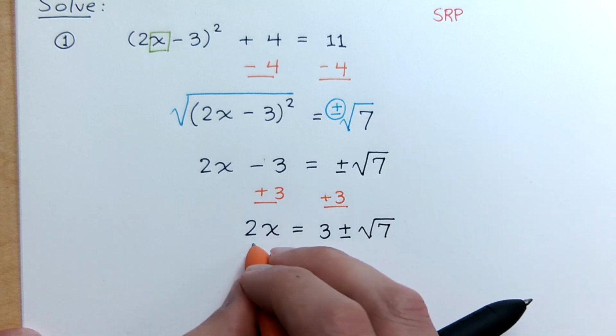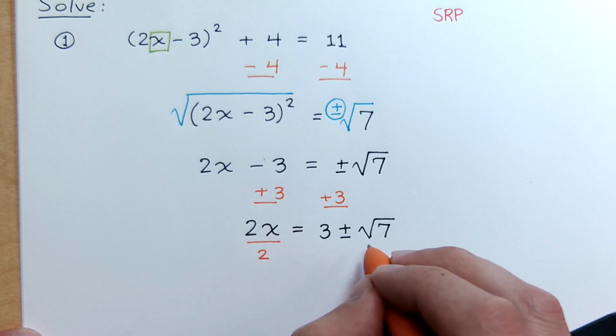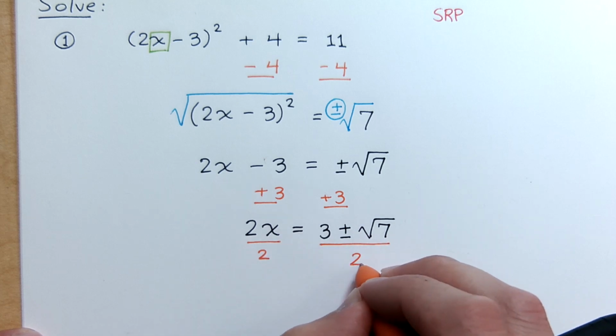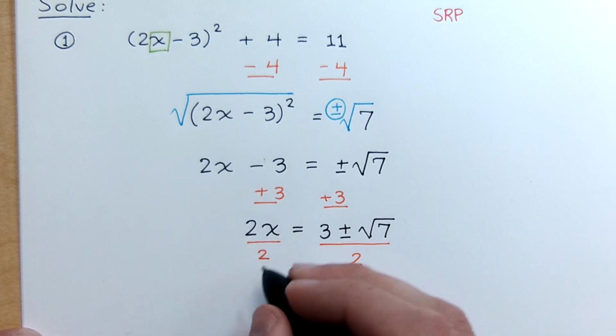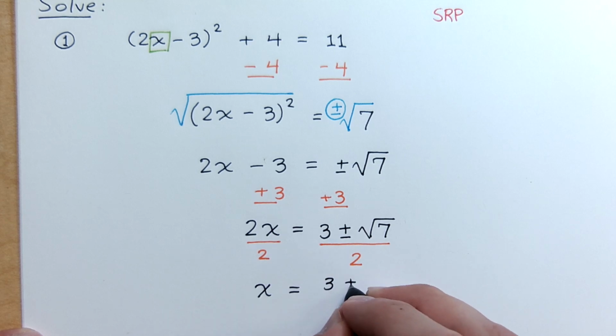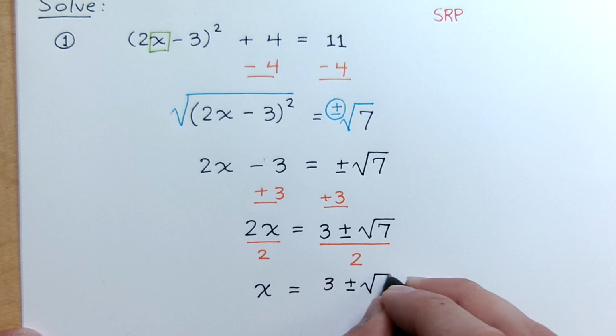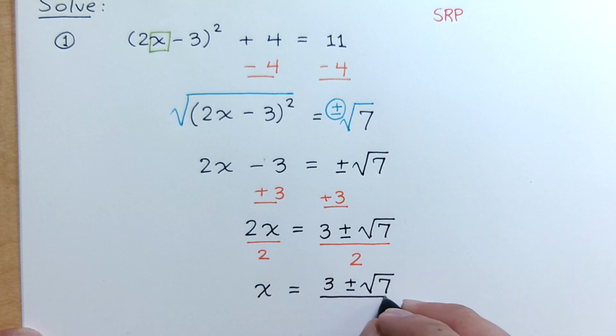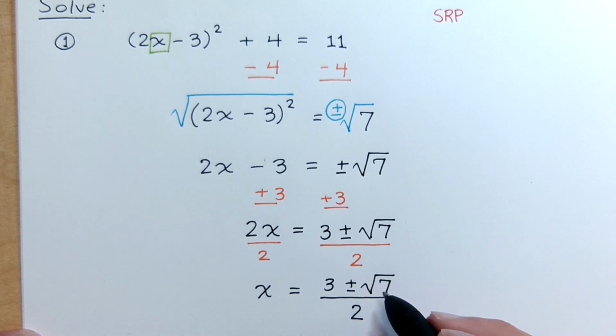And then finally, to finish getting x by itself, we divide both sides of the equation by 2. x is equal to 3 plus or minus the square root of 7, all divided by 2. There's no more simplifying that we can do here. These don't break down at all. They don't have a common factor.